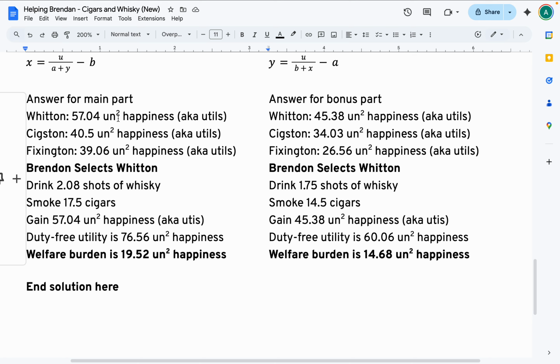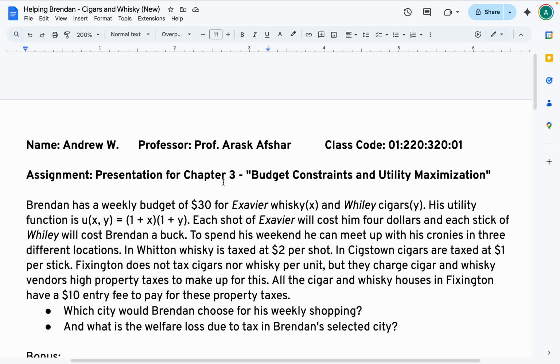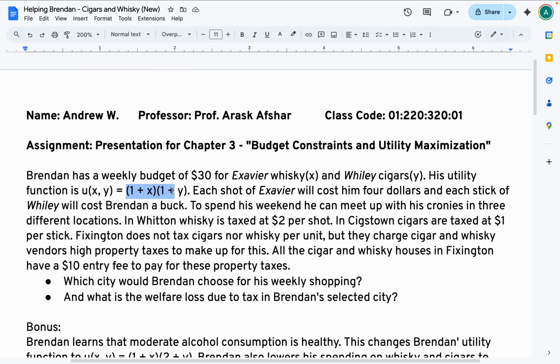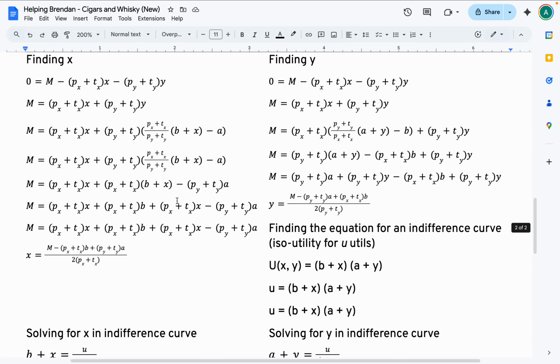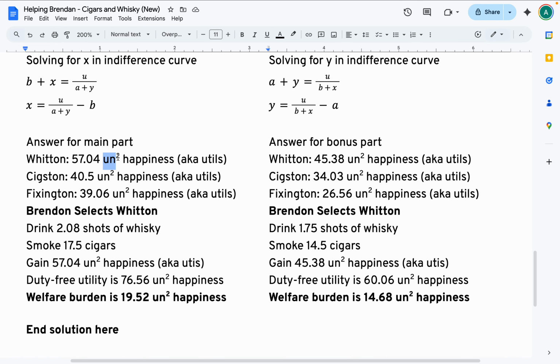Now, the reason why I put square units here is because, for people who do not understand this utility function yet, this utility function is basically a product of two sides. You can think about it as a rectangle where one side is 1 plus x, the other side is 1 plus y. And we want to maximize the area of that rectangle. So that's where I get the unit squared. But I also put utils for people who are already familiar with economics. So in Whitton, you get 57.04 happiness.